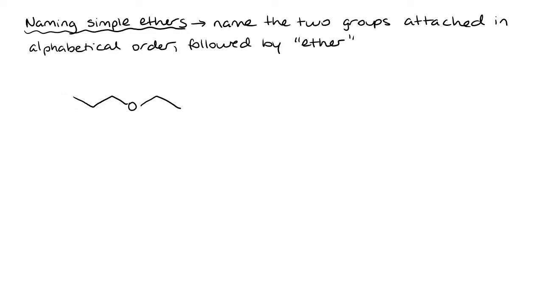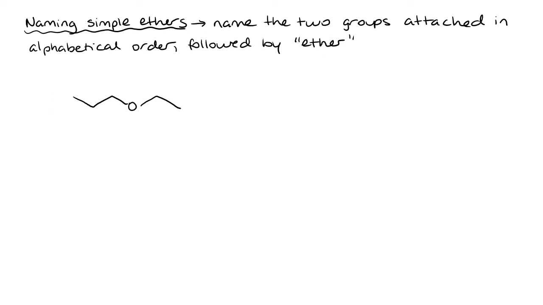We'll start by learning to name simple ethers. Simple ethers are when you have straight chain alkyl groups attached to either side of the oxygen atom. Now the general rule for naming an ether is you name the two groups attached in alphabetical order followed by the name ether. So let's go ahead and take a look at this first example.